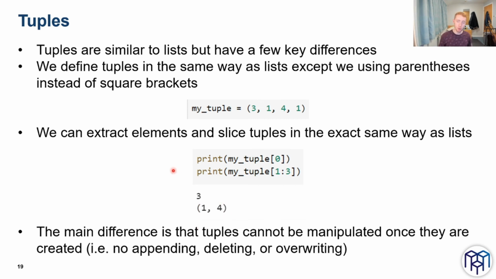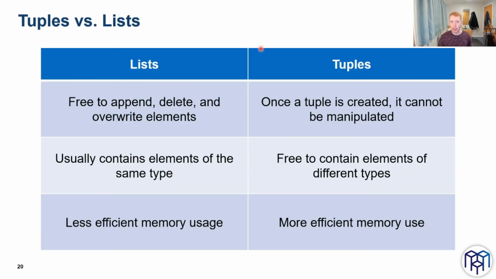The main difference between a tuple and a list is that once you create a tuple, you can't manipulate its values. It's fixed. We can't append, can't delete, and we can't overwrite. So here's a summary of the differences. With a list, we can append to it, add new values, delete values, overwrite values, no problem. But a tuple, once it's been created, that's it. We can't manipulate it. We mentioned earlier that lists can contain multiple types, but it's better to have them hold a single type. They're more efficient for that. Whereas a tuple is set up under the hood so it's more efficient with different types.